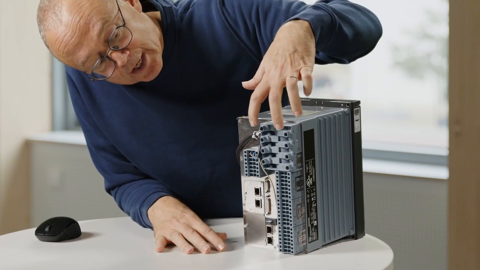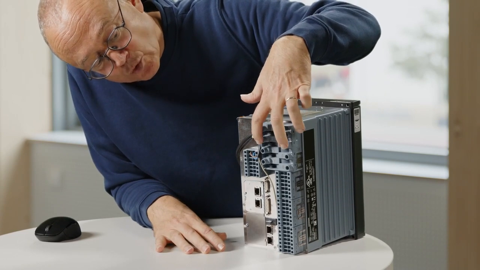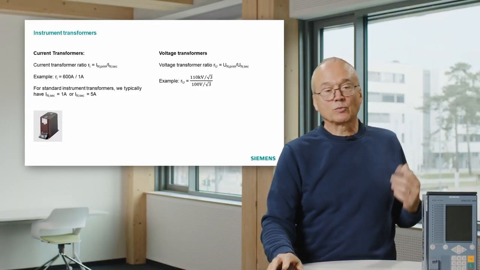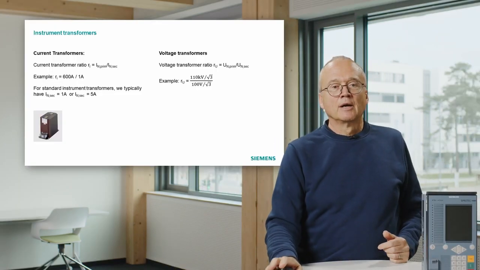What you also see here is you have phase 1, 2, 3, and you have the 4th pair of inputs for the Holmgreen connection or for a sensitive core balance CT to connect it. That was the current transformer.